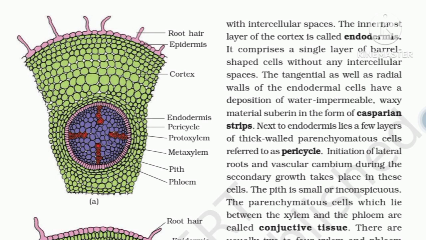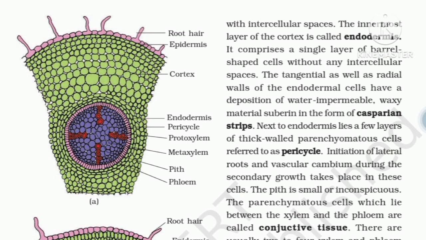The tangential as well as the radial walls of the endodermal cells have a deposition of water-impermeable waxy material, suberin, in the form of Casparian strips. Next to the endodermis lie a few layers of thick-walled parenchymatous cells referred to as the pericycle.